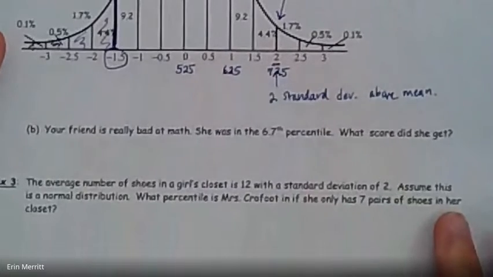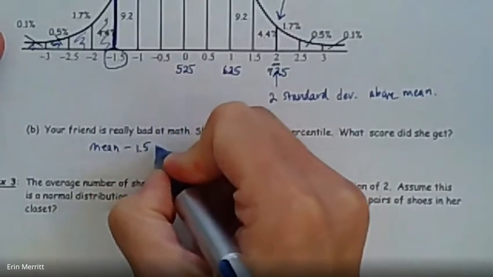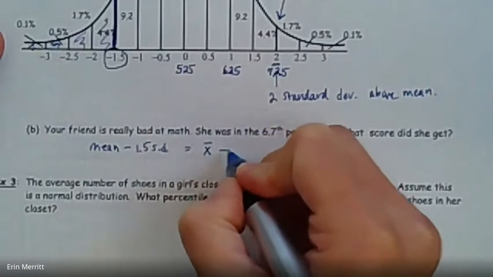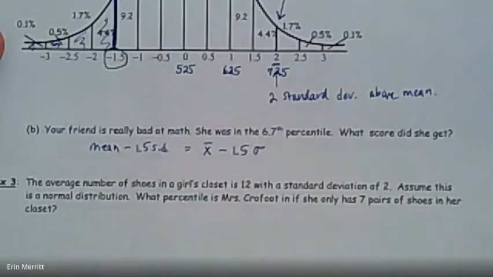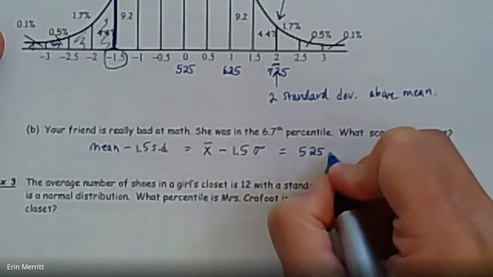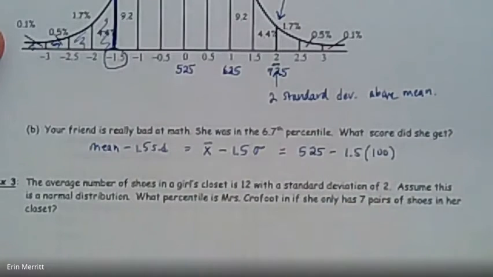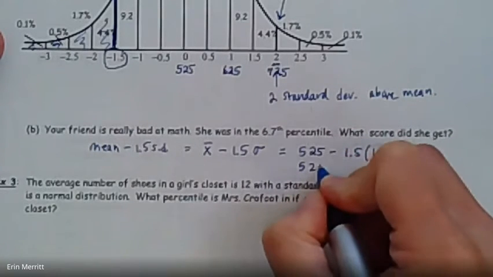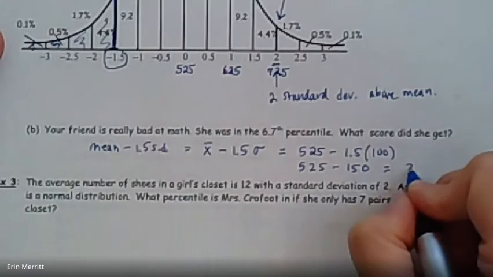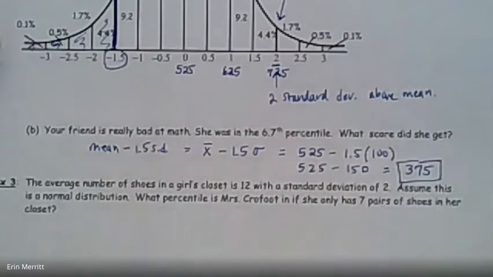So that means we're going to take the mean and subtract 1.5 standard deviations. Or I'm going to take X bar and subtract 1.5 sigmas, like that. All right, let's plug in the numbers. 525 is the mean. Subtract 1.5 standard deviations at 100 each. Well, that's fairly simple math. That would just be minus 150. And when you subtract 150, that means she got a 375 on the math portion.